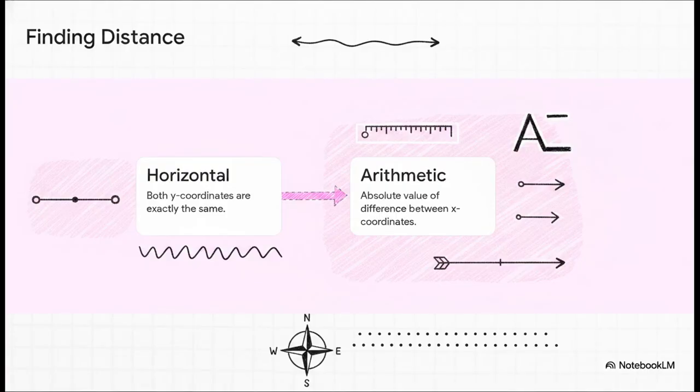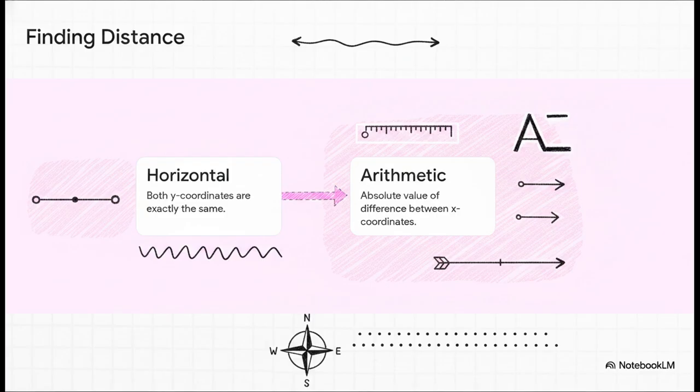Now check this out. Because the vertical positions of both endpoints are identical, they both have a y-coordinate of 4, we don't need some crazy complex diagonal distance formula. We can actually use a special horizontal case. Step 1 is just recognizing that this line is perfectly flat. Then for step 2, we find the distance simply by subtracting our x-coordinates and taking the absolute value. Why absolute value? Well, physical distance always has to be positive, right? You literally can't have a negative length.